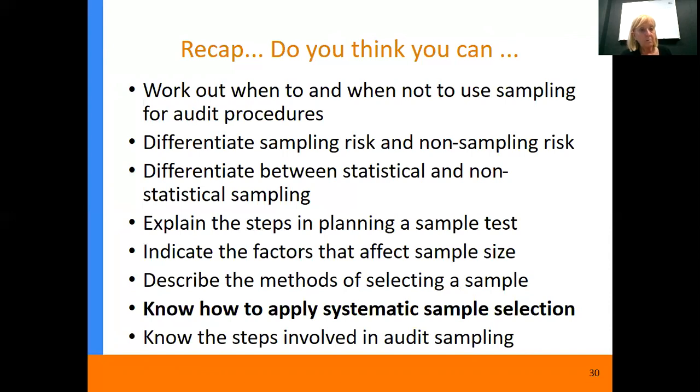Remember, it's an open book exam. You need to know where the appendices are. You need to have a copy of it. So if you got asked a question, you know that you have to look at the appendix. Describe the methods of selecting a sample. Random, systematic, or haphazard were the ones that we looked at. And know how to apply systematic sample selection. So if I asked you to do a systematic sample selection, or if I asked you something about it, you would understand that. And know the steps involved in audit sampling.